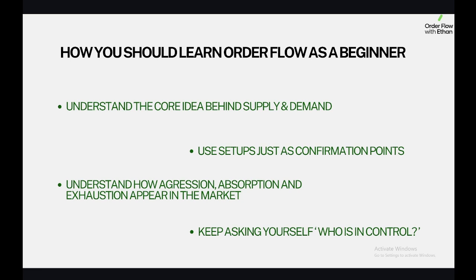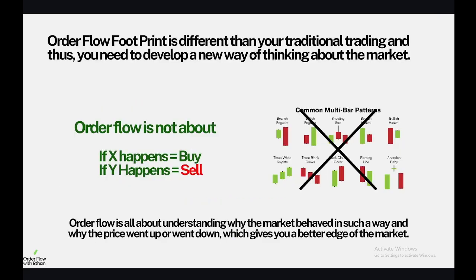So this is very important, because if you know who's in control, you basically have a 50% edge in the market. You know that buyers are stronger than sellers, or sellers are stronger, someone is getting weaker, someone's getting stronger. That's basically order flow trading. So order flow footprint is different from your traditional trading, and thus you need to develop a new way of thinking about the market.